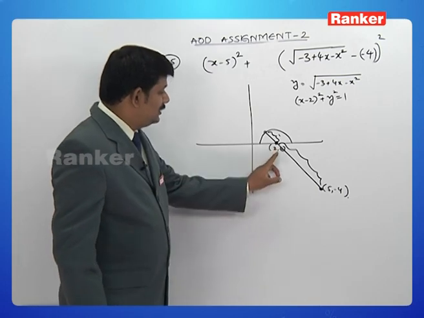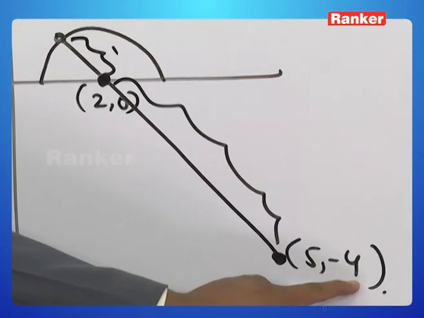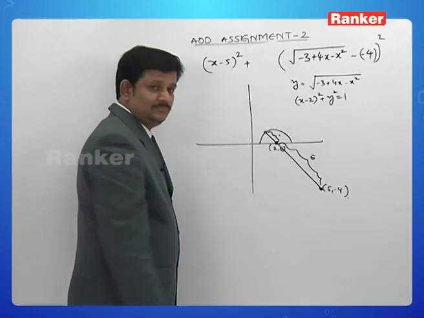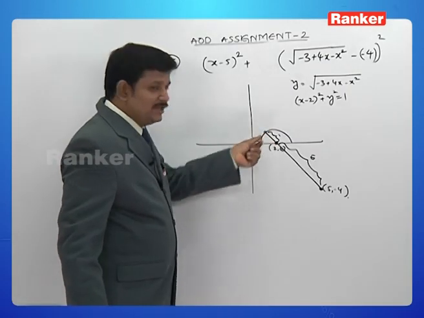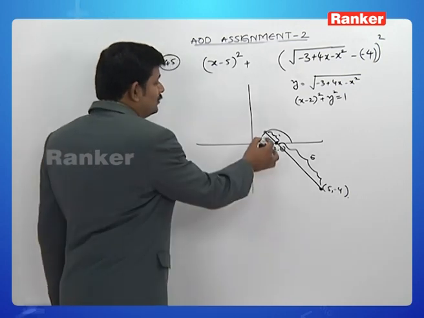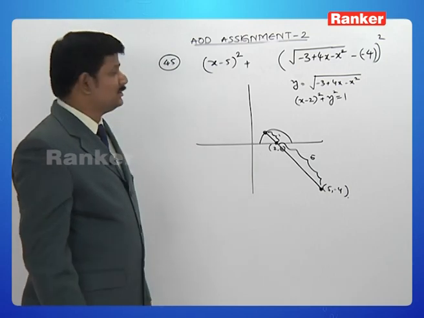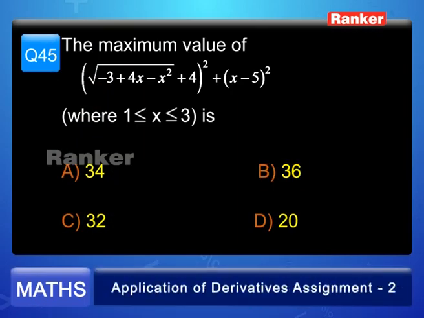So we see the distance between 2, 0 and 5, minus 4 is under root 3 square plus 4 square, which is 5, plus the radius of the circle 1. So the maximum distance between these 2 points is 6. So the answer for this question, which is the square of the distance, x1 minus x2 whole square plus y1 minus y2 whole square, is 6 square, 36. So the answer is 36, which is option B.